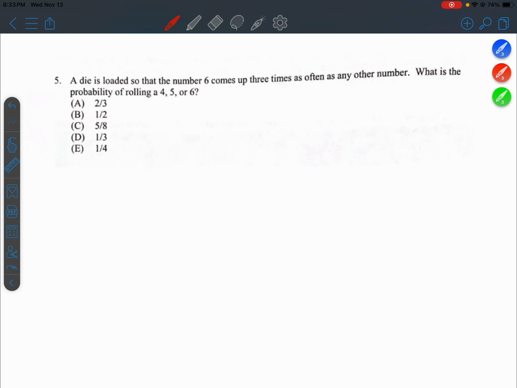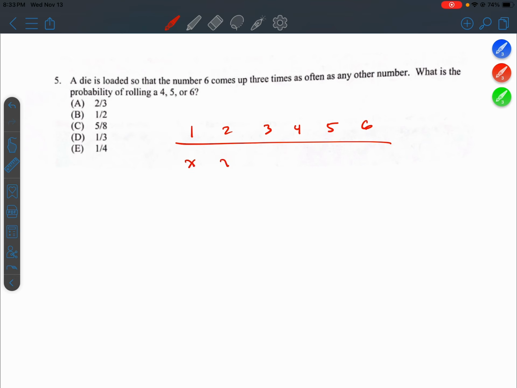All right, so let's create a sample space here, right? We know that a die has 6 sides. The sides are 1, 2, 3, 4, 5, and 6. And the probabilities, if it was a fair die, then each of these would be 1 out of 6. Okay, but it's not a fair die, so we don't know what each individual probability is.